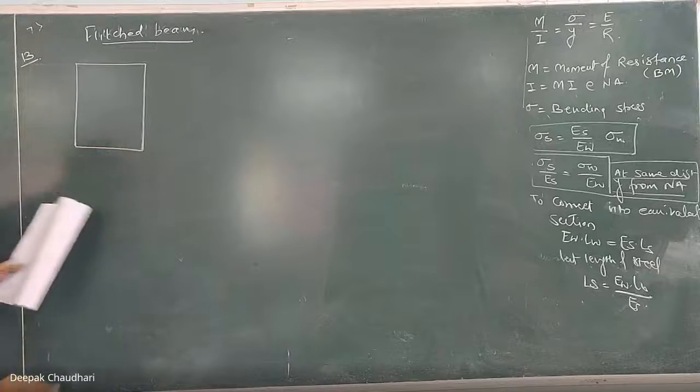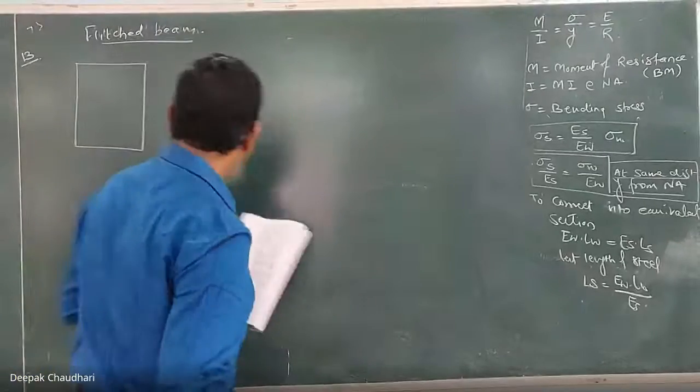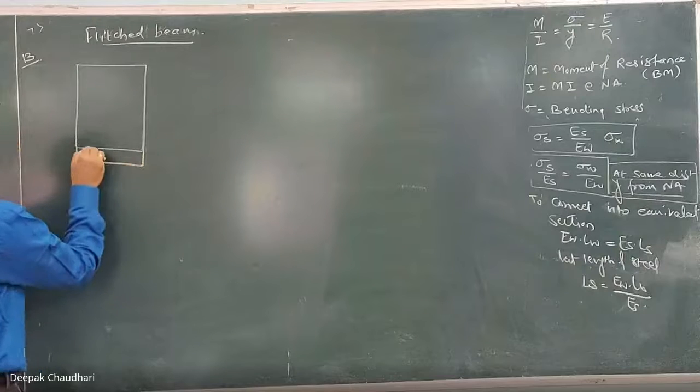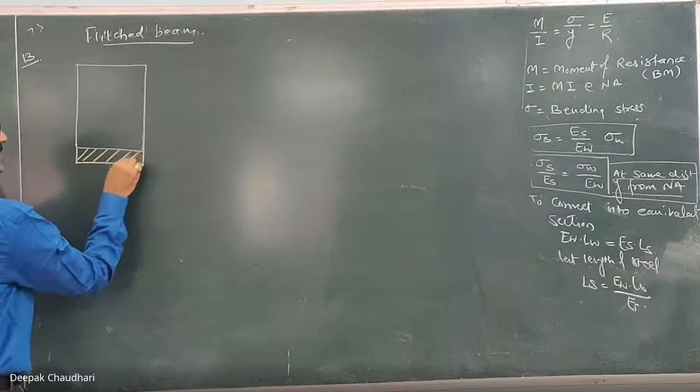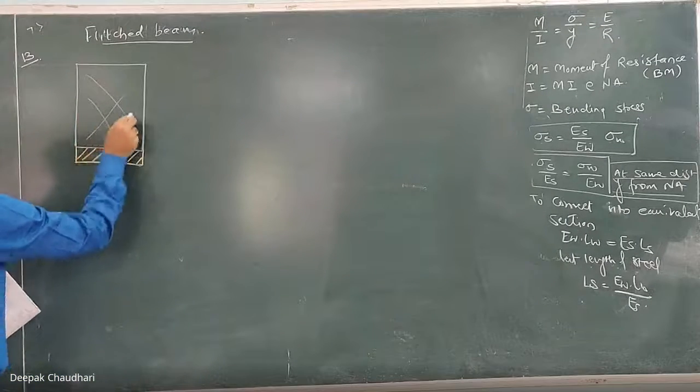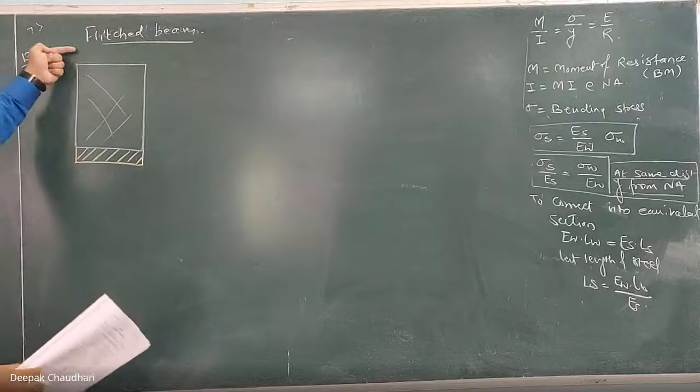This is the wooden section, and one steel strap is connected at the bottom. This is the steel strap. So here the steel strap is connected only at the bottom, at one side only, not at another side.